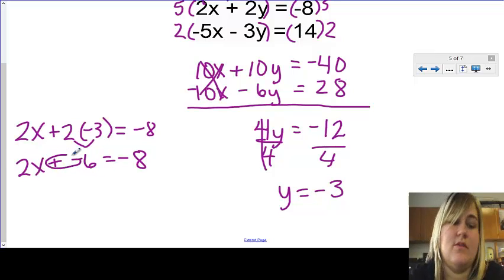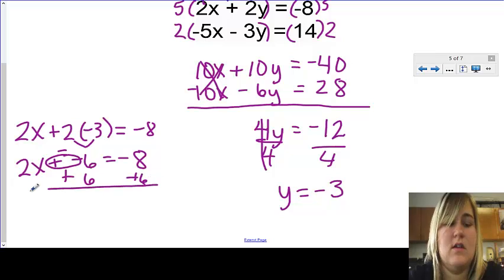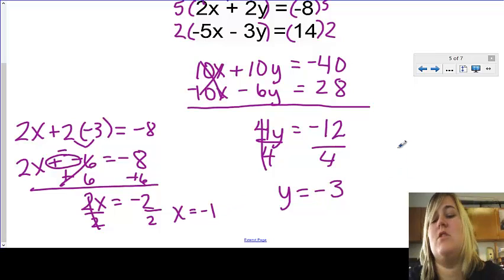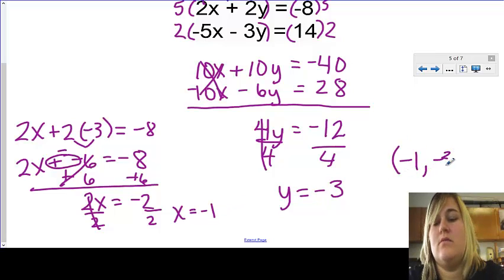So this, I shouldn't have written like that. Opposite signs gives me a negative, so I'm going to add 6 to both sides. So I have that 2x is equal to negative 2, divide by 2 on both sides, and that gives me that x is equal to negative 1. So my solution is (negative 1, negative 3).